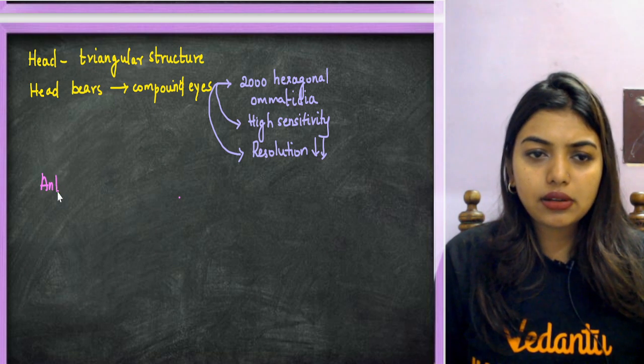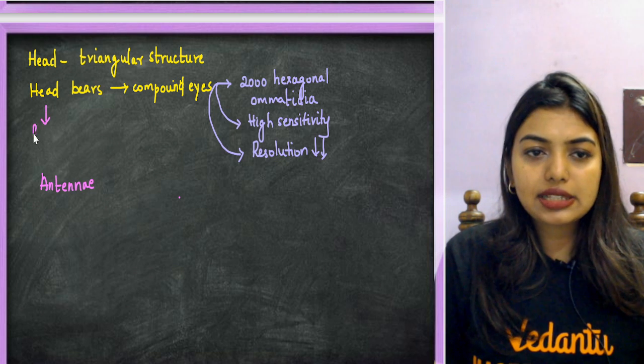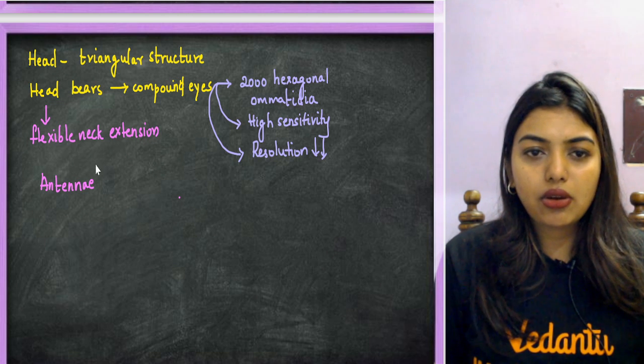Then from there we spoke about antenna. I think here only I'll add the neck also, students. After the head there is a flexible neck region, which is an extension of your prothorax.